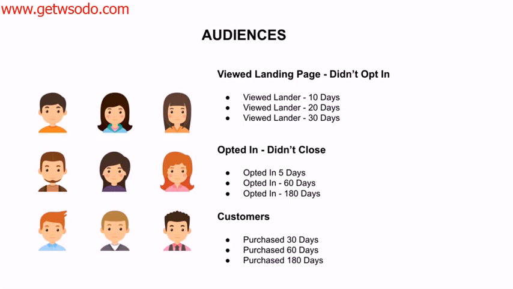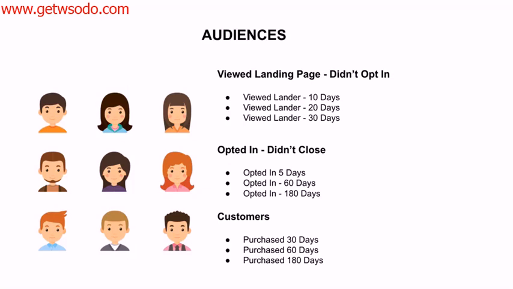The second audience we have is people that opted in but didn't become customers. Now, how do we know if they became a customer or not? Well, this is going to come down to your offline event tracking. So make a habit of uploading a customer list to the ad account every month so that you can actually create a custom audience of customers and exclude them from this retargeting sequence. So people that have opted in, i.e. they became leads, but they didn't become customers.